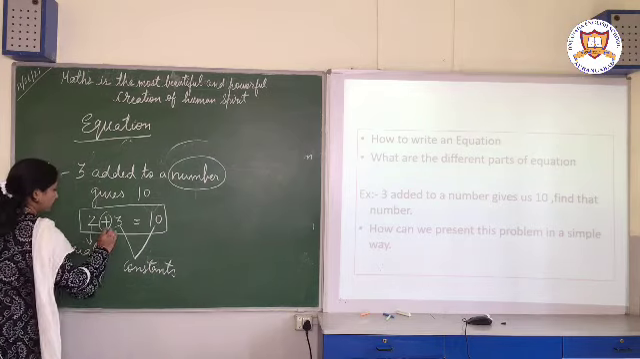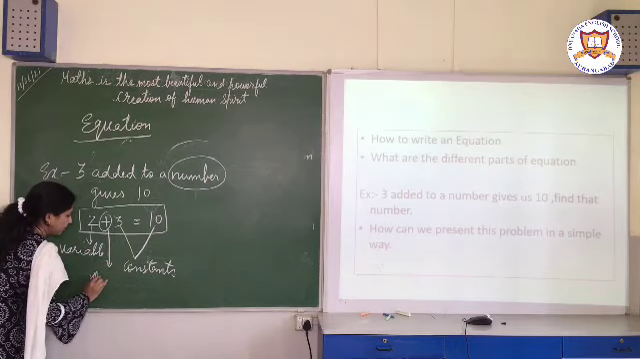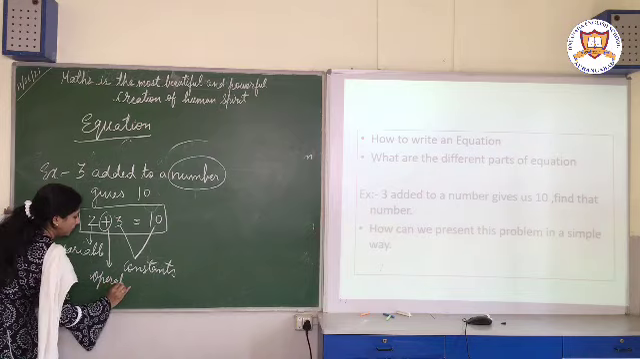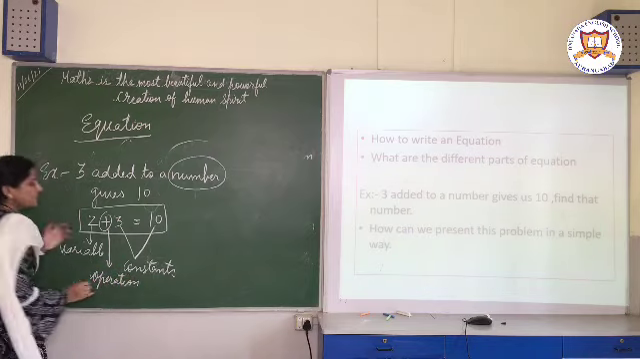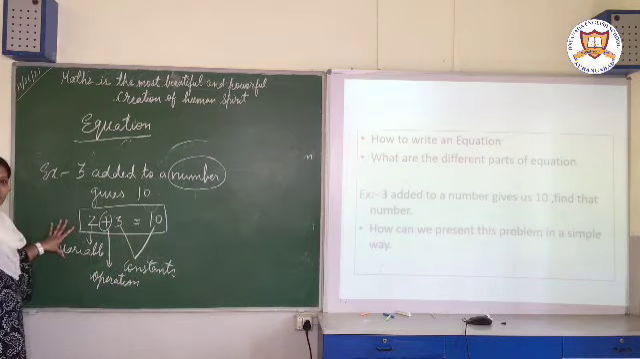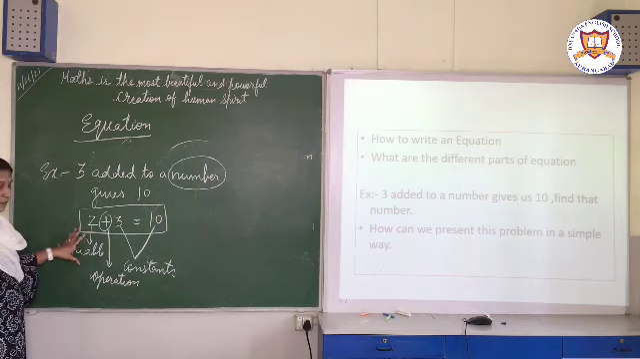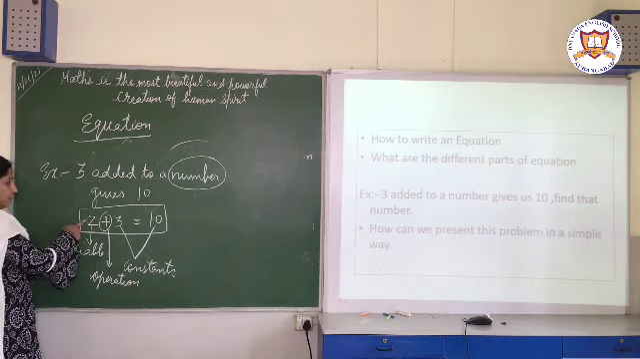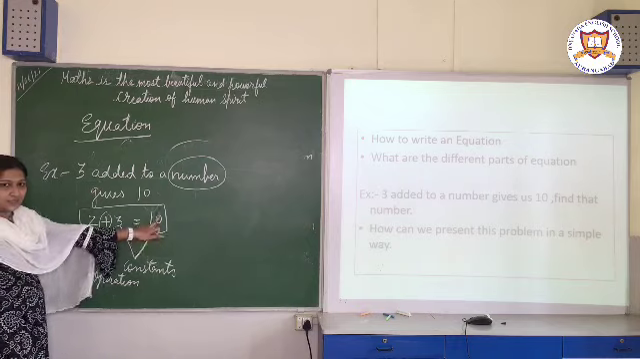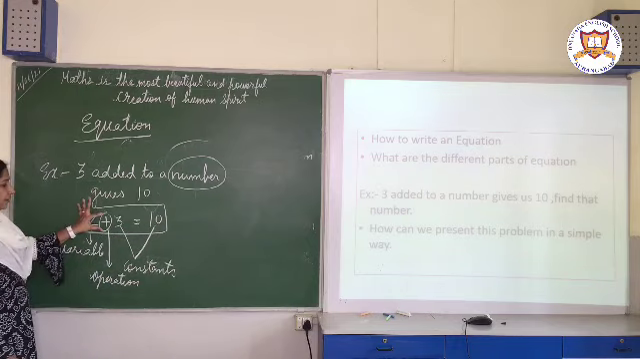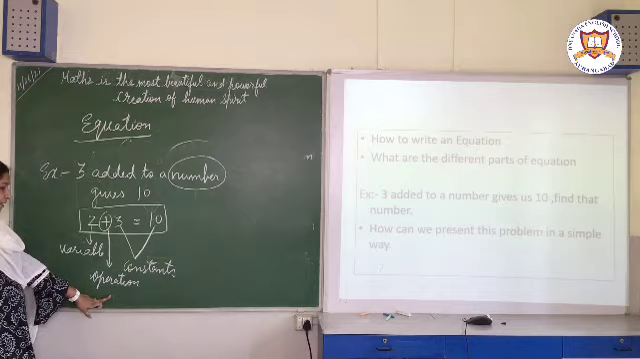So this is the operator or operation, which is addition. So we got the different parts of the equation, that is the variable which is unknown, constants, that is the numbers, and the operation. Okay.